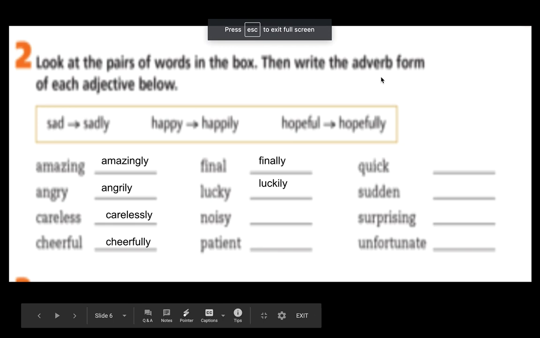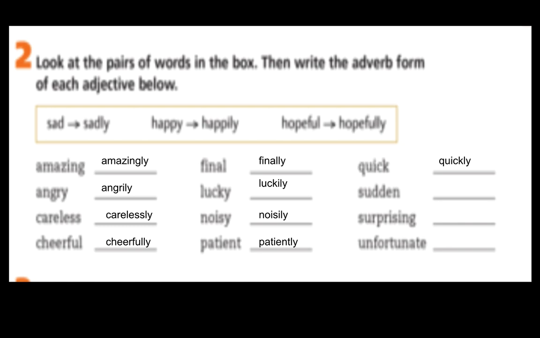So the food came very quickly. I was very happy. Sudden. So sudden is when something happens very quickly. So suddenly. And the next one, surprising. I wasn't expecting something to happen. Or I went to an expensive restaurant, and surprisingly, when the bill came, it wasn't expensive. So surprisingly. And the last one, unfortunately.